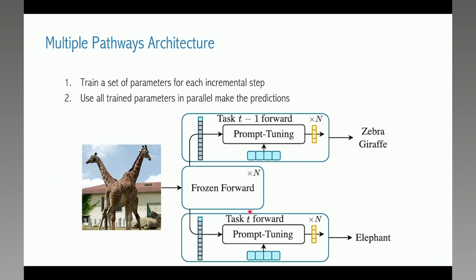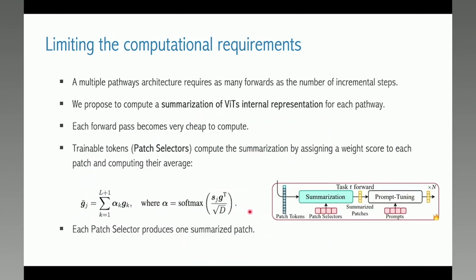As you may imagine, this approach doesn't scale when the number of tasks grows. So in order to limit the computational requirements and to achieve efficiency, you need to be smart. And what we propose is to summarize the internal representation of a visual transformer for each different pathway. In this way, each forward pass will be very cheap to compute, and our approach can scale to a large number of tasks. So how do we achieve this summarization? We introduce this notion of trainable tokens that serve the purpose of selecting a set of patch tokens. So they are somehow patch selectors.